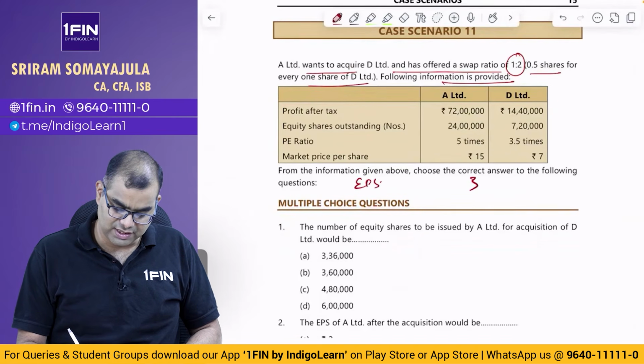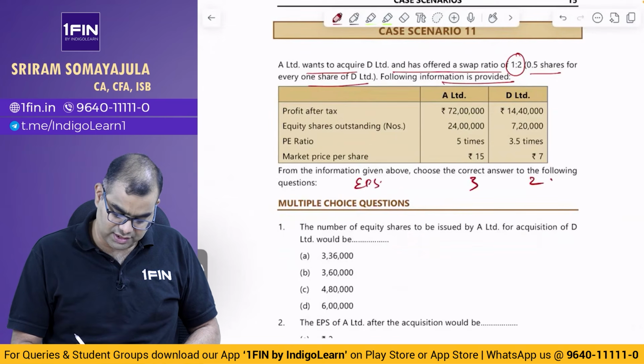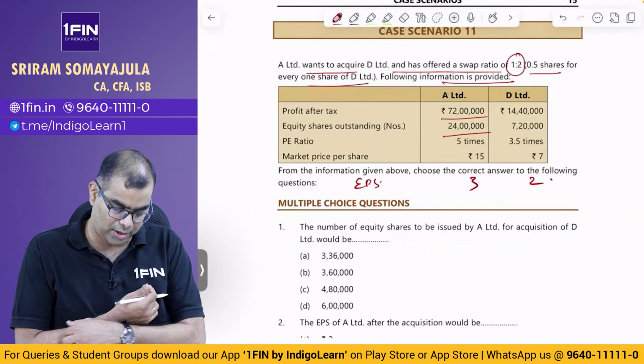15 by 5 is 3, 7 by 3.5 is 2. If this is the case, here also you can get 72 lakhs by 24 lakhs is 3 and 14.4 by 7.2 is 2. That is also not a problem.